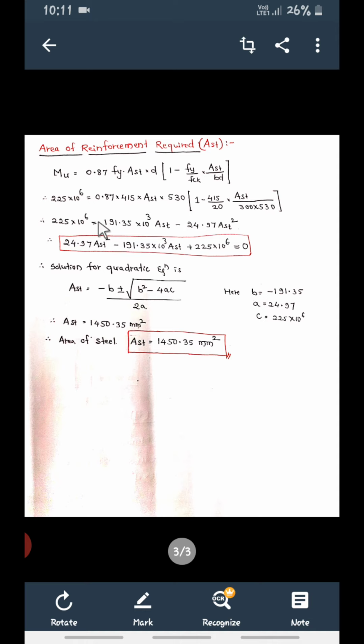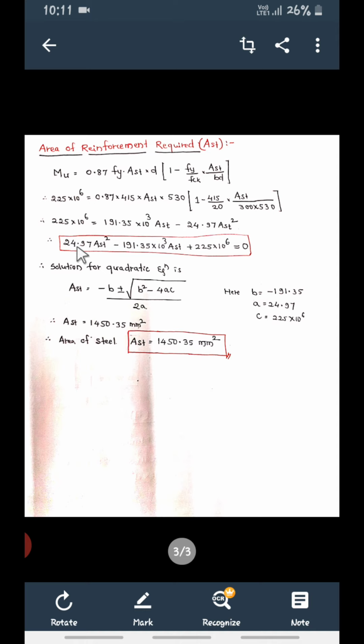So again you are going to get the quadratic equation. It is in the form of 24.97 Ast square minus 191.35 into 10 to the power of 3 Ast plus 225 into 10 to the power of 6, that is equal to 0. Again this is in the form of ax square plus bx plus c is equal to 0. So again note down the constants. This is a, this is b and this is c.